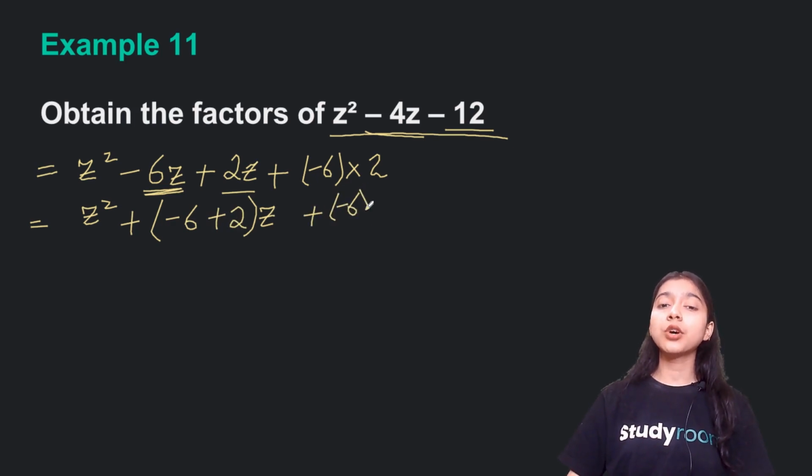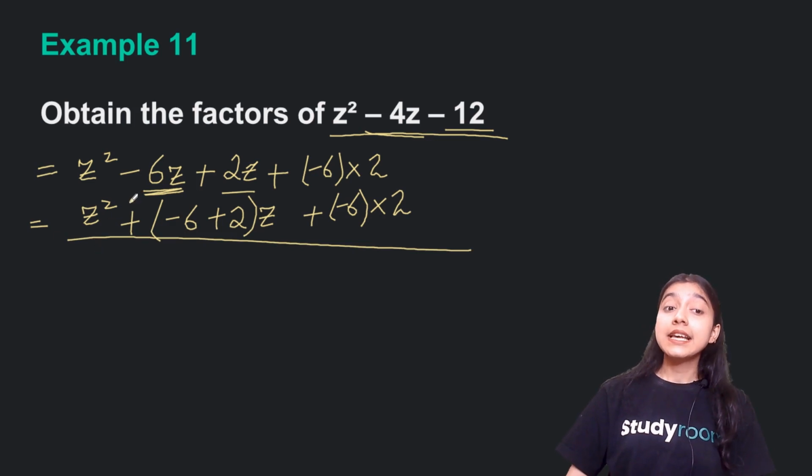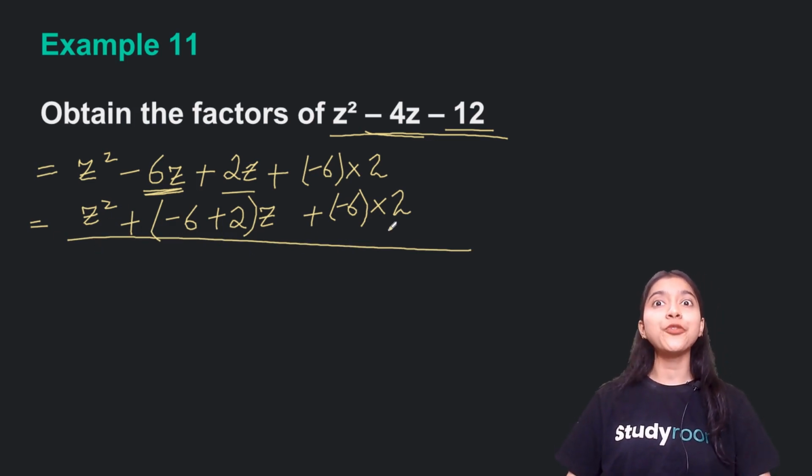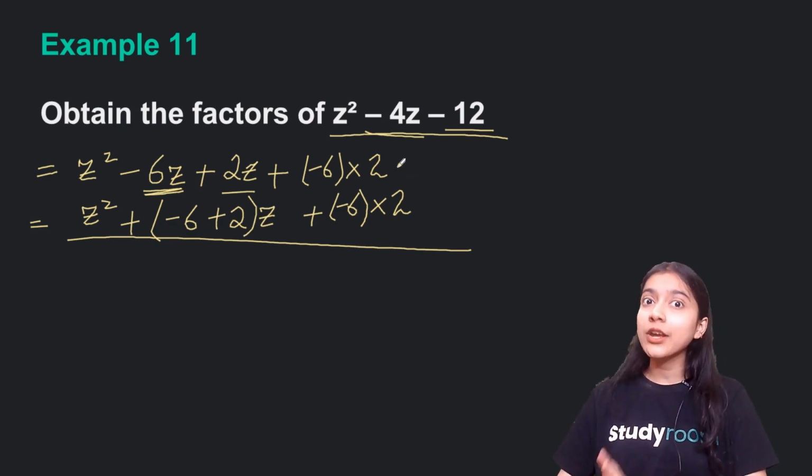Plus or minus 6 multiplied with 2. Now again, you can see that this expression resembles the fourth identity, that is z square plus (a plus b) z plus a multiplied with b. This is the reason why I wrote minus 12 in this format, such that I can compare it with the identity number 4 I already know.